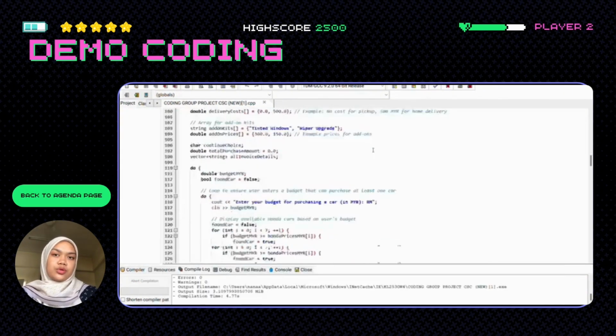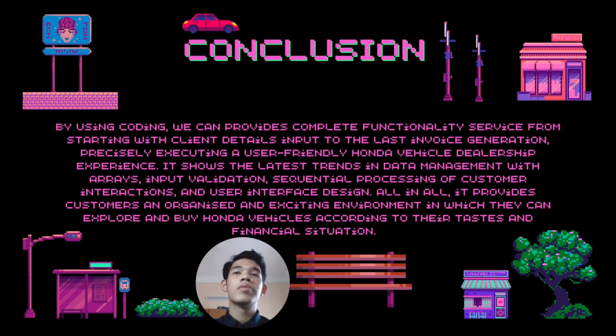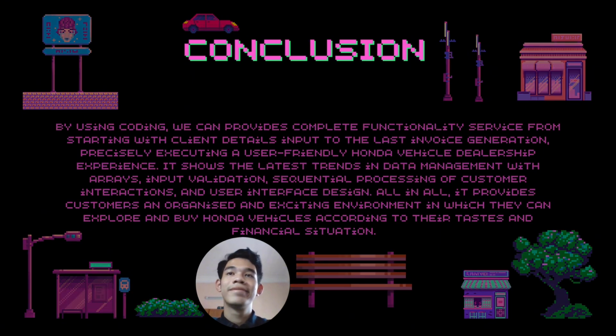your total purchase amount. So, in conclusion, by using this coding, we can provide a complete functionality service from client details input to live invoice generation, precisely executing a user-friendly Honda vehicle dealership experience. It shows the latest trend in data management with arrays, input validation, sequential processing of customer interaction, and user interface design. All in all, it provides customers an organized and exciting environment in which they can explore and buy Honda vehicles according to their taste and financial situation.